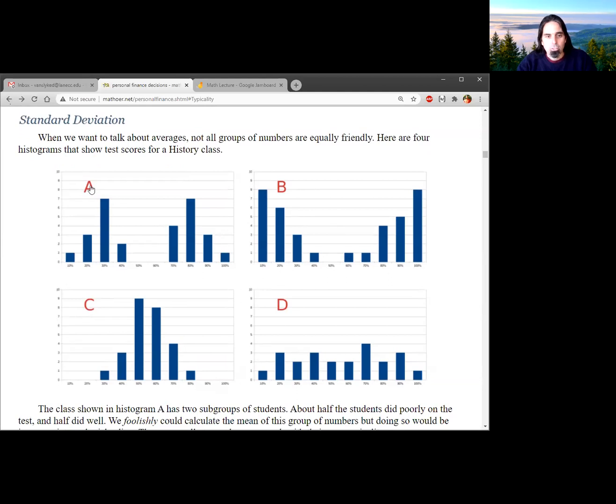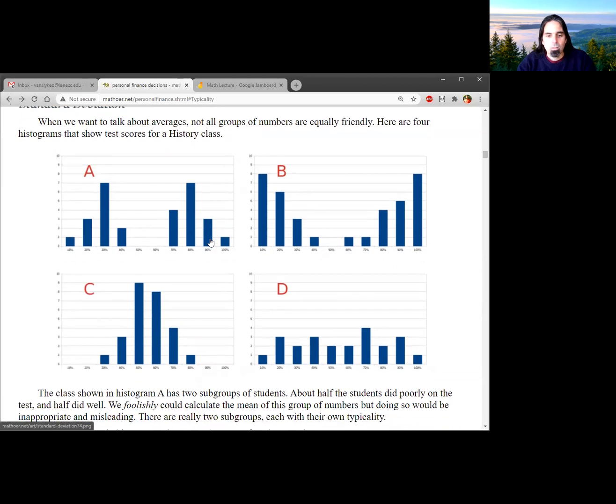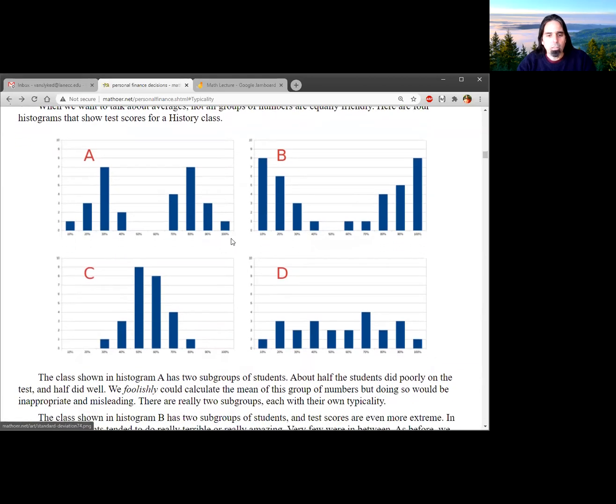In the first histogram, the students seem to be clumped. There's a left clump and a right clump. We could try and find the mean, adding them up and divide by how many, but that would be kind of foolish. There aren't any students right in the middle, so finding where it balances doesn't really make anything representative. This is a test that was kind of strange. Everyone either did well or very poorly. Almost no one got in the middle.